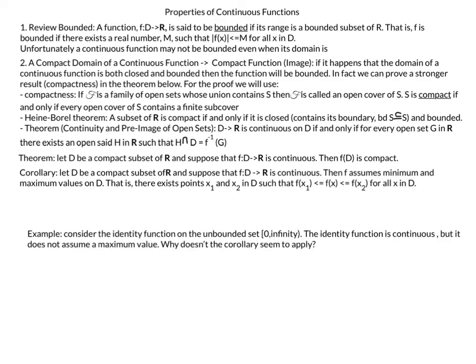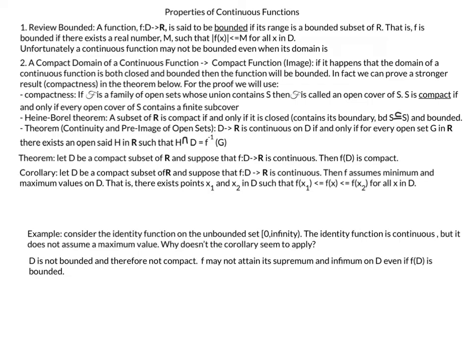Consider the identity function on the unbounded set 0 to infinity. The identity function is continuous, that is, f of x is equal to x. It is continuous, but it does not assume a maximum value. So why doesn't the corollary seem to apply? Of course, the corollary doesn't apply because this domain, 0 to infinity, does not satisfy the condition that the domain is compact.